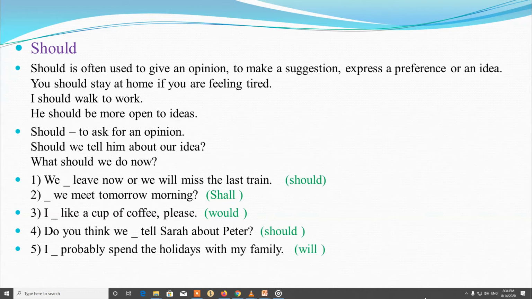Number four, do you think we dash tell Sarah about Peter? And we will put should in the blank. In last sentence, I dash probably spend the holidays with my family and we will put will here. Okay, is that clear? Now, the next topic, uses of articles.